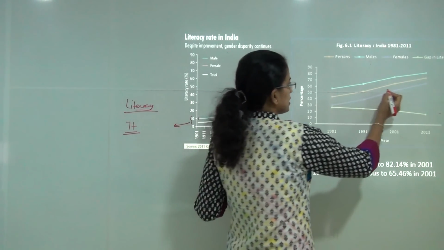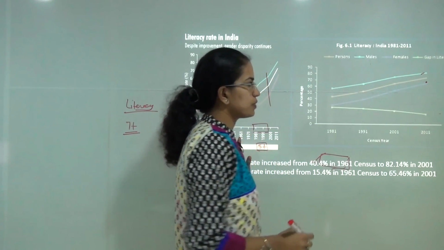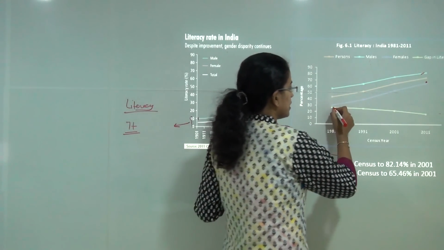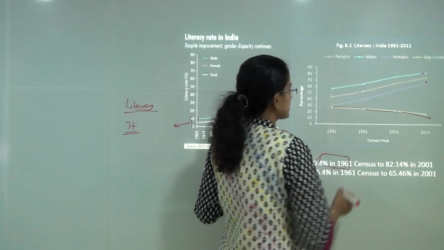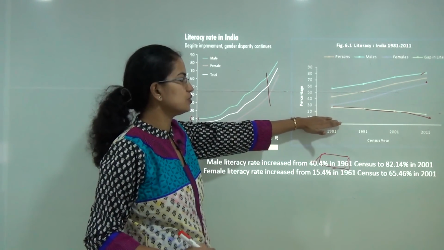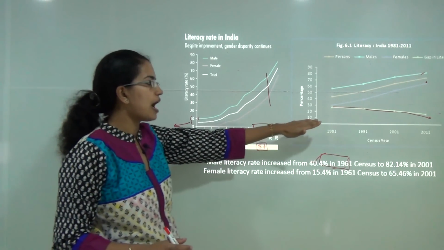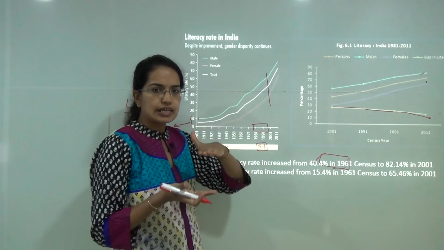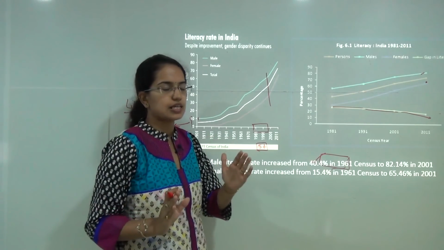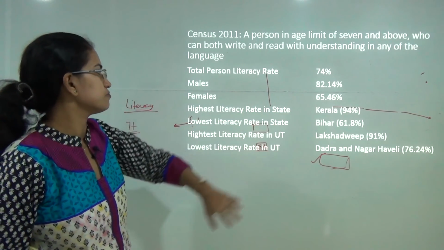Since you can see a sharp rise in the male and female literate population, the gap in literacy has decreased over time from nearly 27% to nearly 12%. So you have a significant decrease in the gap of literacy between males and females, and that is a remarkable achievement.